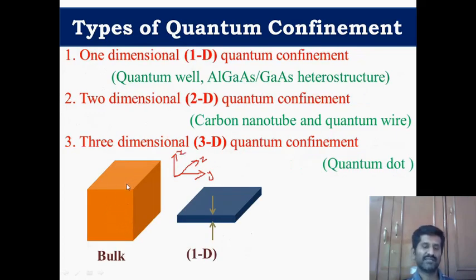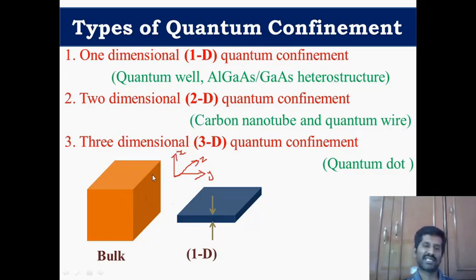For example, in a bulk material, electron can move freely. So for this bulk material, there is no confinement. It is called zero dimensional confinement. It is not under our list because it is not a quantum confined structure. In order to produce quantum confinement, you have to reduce the dimension of this bulk material to the lambda by 2 order.